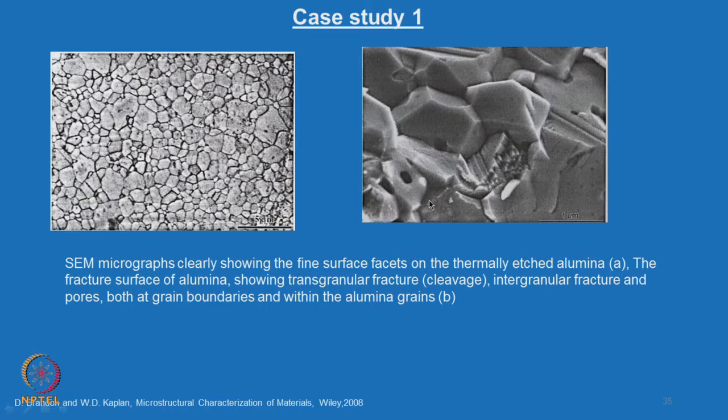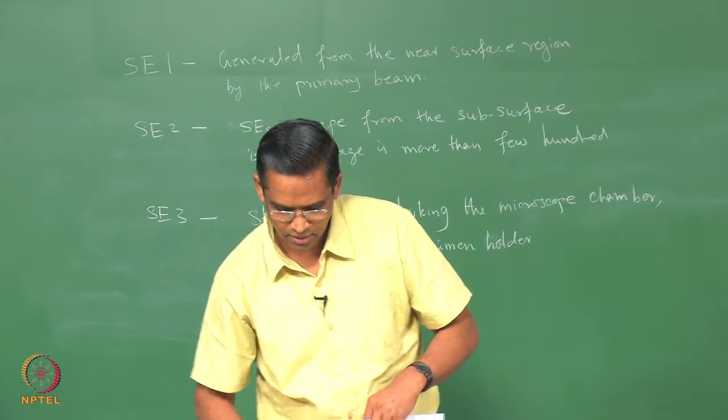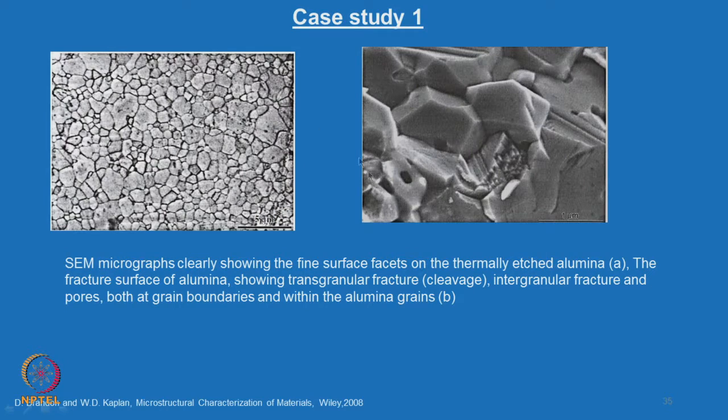Let us see whether we can write something about these features. This is nothing but a secondary electron image, and all that I have just described we have already written in the objective, so we do not have to write it again. You have the pores and facets and intergranular fracture.